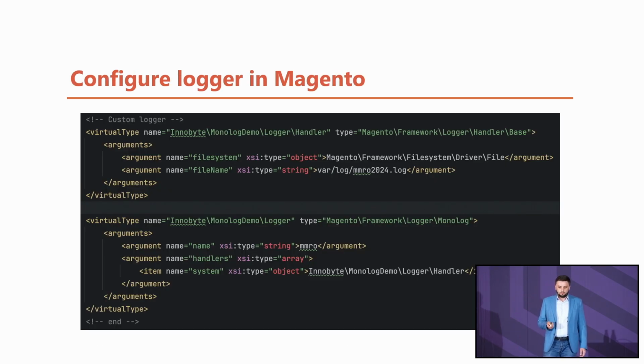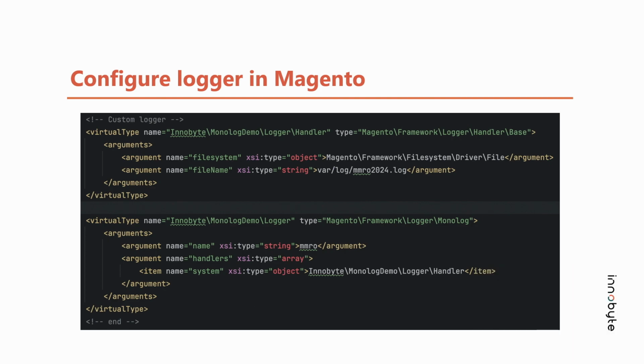In a nutshell, we have to configure two things, right? When we want to create our own custom logger, we define the class logger, which extends Magento's Monolog logger, which extends Monolog. And then we specify a name, which nobody does, even other implementations in the core. And then we decide the handlers, basically a file handler, and we specify the name of the file.